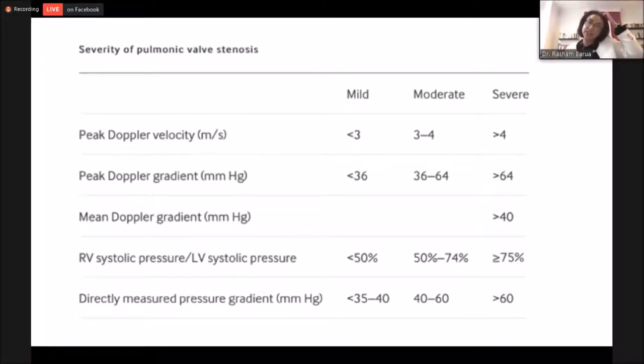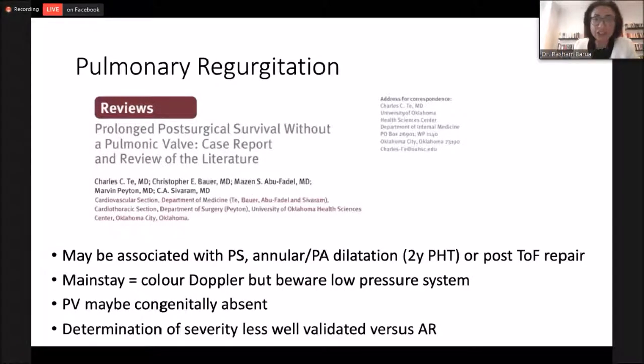This is how we determine the severity of pulmonary valve stenosis, exactly the same as our other right-sided lesions. Peak velocity of greater than 4 meters per second is the equivalent of severe pulmonary stenosis. As I said, it is very possible to survive without a pulmonary valve at all. This was a case report I found of an individual who had a valvotomy and had his valve removed in childhood for a congenital disease and lived for 32 years without a valve at all before his RV failed. So it is possible to survive without a pulmonary valve, though it may not be ideal.